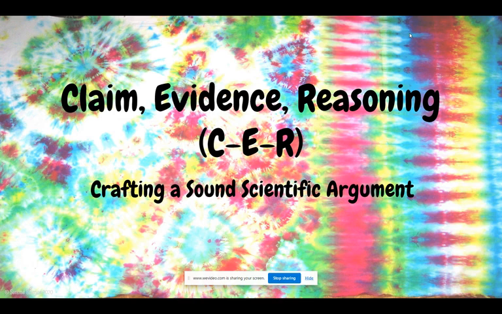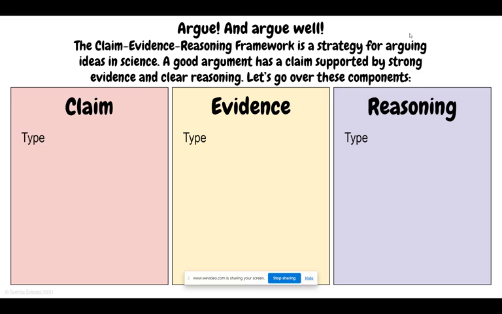So you should have already watched the CER Ed puzzle, but we're going to get into this a little bit more. Start with this. Argue and argue well. The claim evidence reasoning framework is a strategy for arguing ideas in science. A good argument has a claim supported by strong evidence and clear reasoning. Let's go over these components.